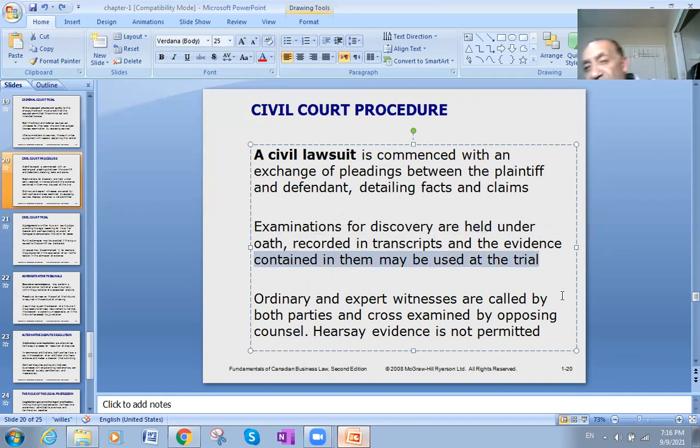So if there was evidence, as an example of any kind, like a robbery where a knife was used, in that case it should be in the trial also as a kind of evidence. Ordinary and expert witnesses are called by both parties and cross-examined by opposing counsel. Hearsay evidence is not permitted.